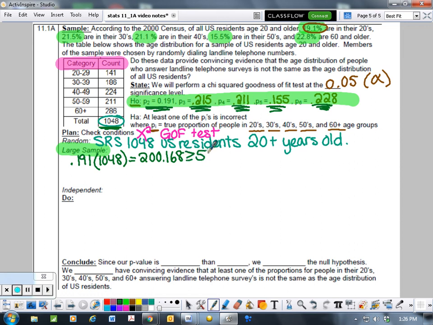Which I'm good. So now I'm going to move on to the next sample, which is people in the 30s. 0.215. So how many of those 1,048 would that be? And I expect that to be 225.32, which again is greater than or equal to 5, so I'm good there. And I need those numbers to calculate my chi-squared. So it's good that I'm calculating them right now. So now I'm going to move on to people in the 40s. So 0.211 times 1048. And that's going to give me 221.128, which is greater than or equal to 5.